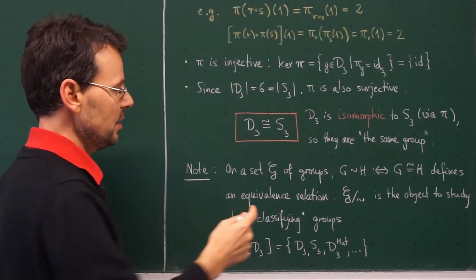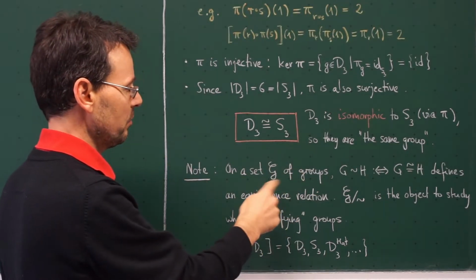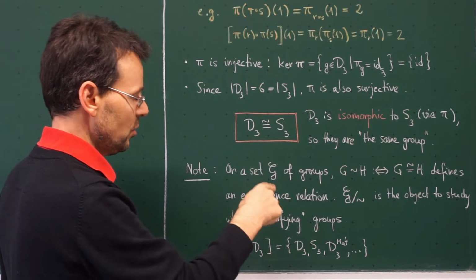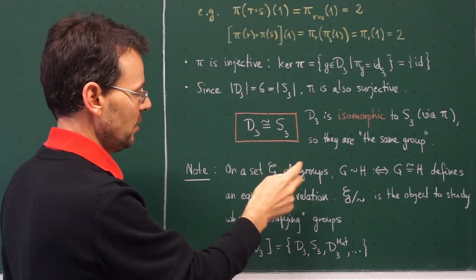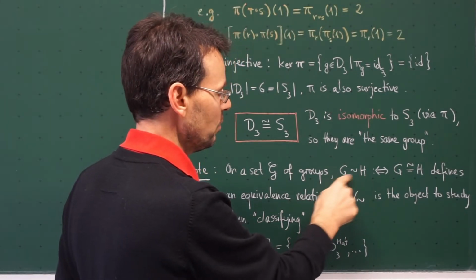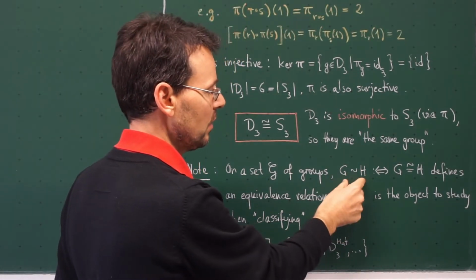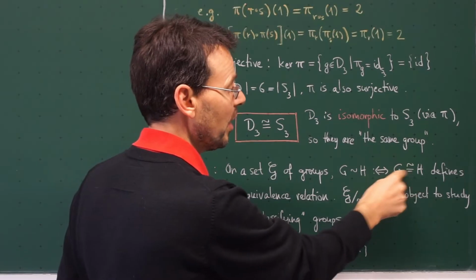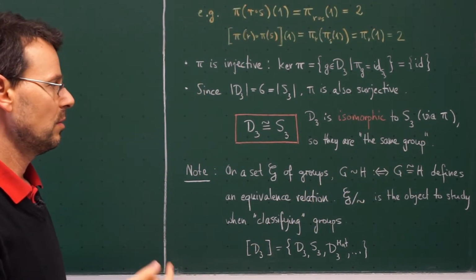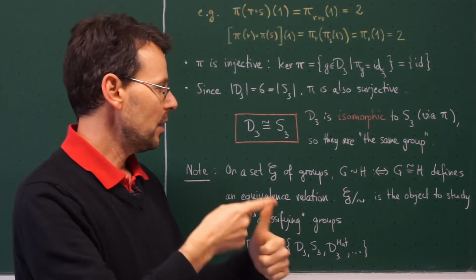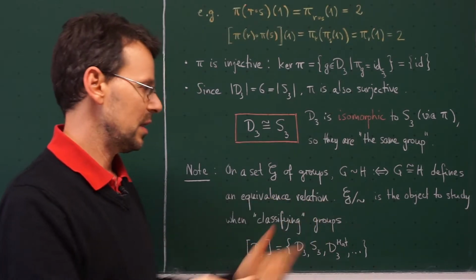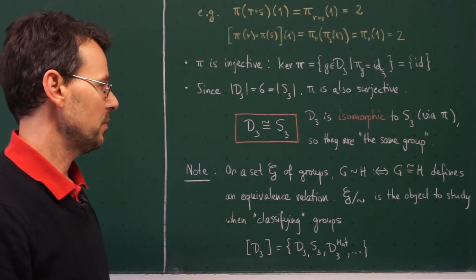So then it's easy to see that if I have any collection of groups, I will call it a set script G here, a set of groups, and then if I define that two groups are in relation or equivalent if and only if they are isomorphic, then this clearly defines an equivalence relation. Why? Well, of course, G is isomorphic to itself. Just take the identity as an isomorphism, for example.